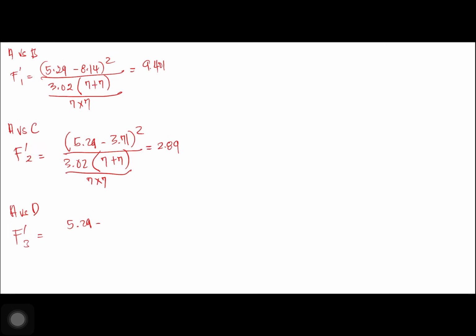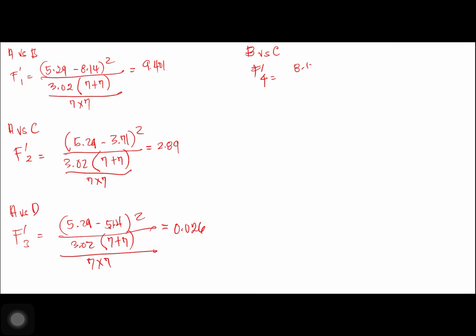For A versus D, let us compare A versus D. We have F prime 3. We have there 5.29 minus the mean of D, which is 5.14, squared, divided by 3.02, the mean square within, times 7, that is NA, plus 7, that is ND, over 7 times 7, NA times ND. So that is equal to 0.026.